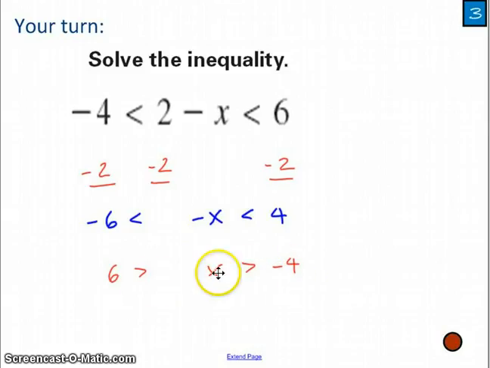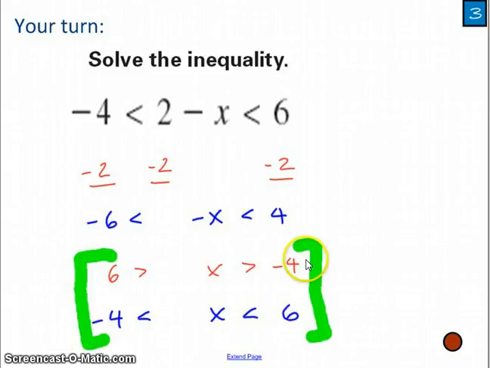I'm okay if you give me this as your final answer. Some teachers won't accept it. Some prefer the conventional way where all the arrows flow to the left. And I understand that, and I would prefer it too, but I'll accept either of those. Both of those are fine.